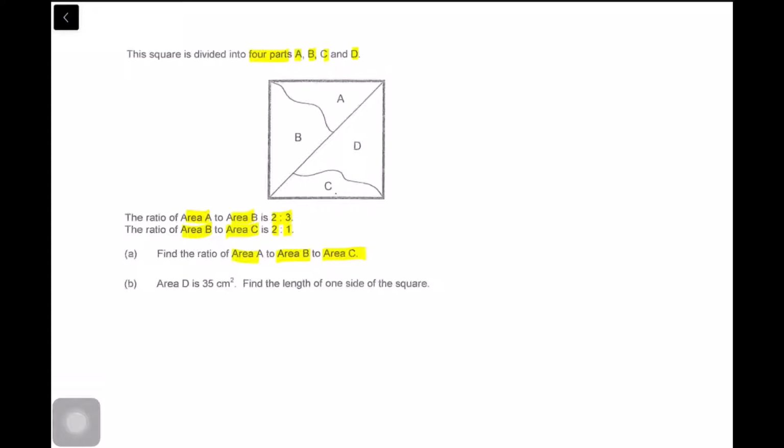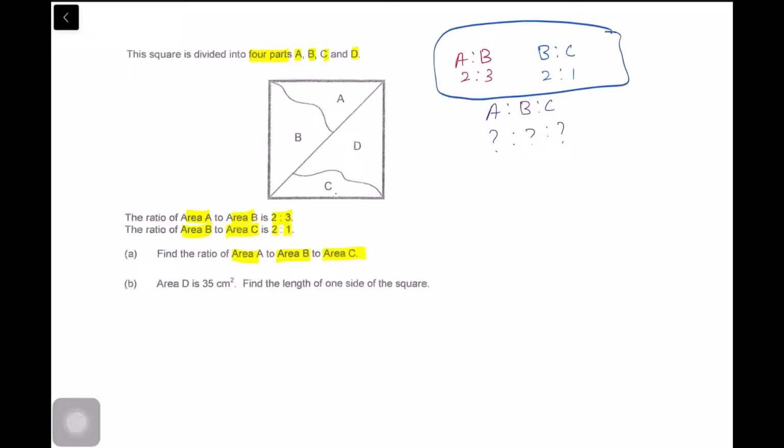So what we have to find is the ratio of A to B to C. We are given that the ratio of A to B is 2:3, and the ratio of B to C is 2:1. First, let's express these two ratios as one ratio. If you observe, B is common in both the ratios.